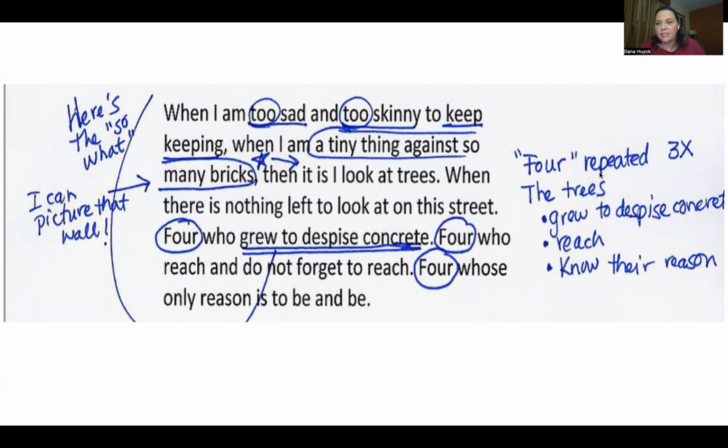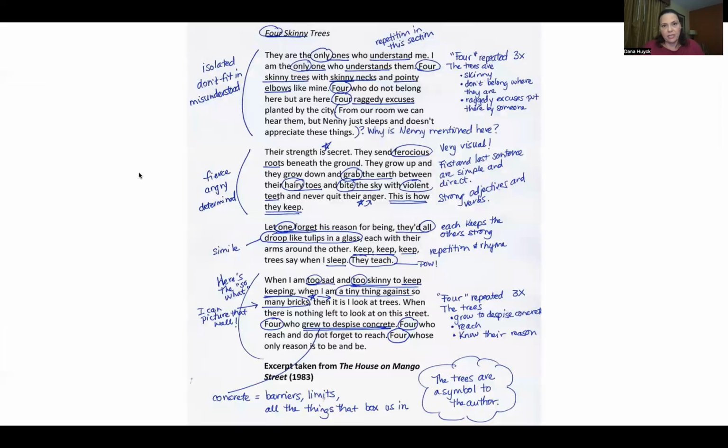So here again, like I said, she's repeating the four 3 times. The trees, they grew despite concrete. They keep reaching. They're not giving up. They know their reason. And so here is where she's telling us the so what, why she's doing what she's doing. And so my overall page looks like this. And let me close that. The concrete is the barriers, the limits, all the things that box us in.